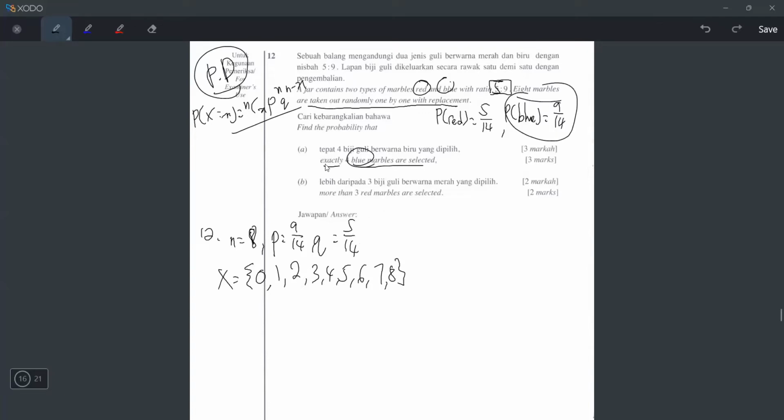Now you look at what they want. Exactly 4 means you will only do P(X = 4). That's it. They never say less than 4, more than 4, or at least or at most. They just say exactly 4. Just do P(X = 4).